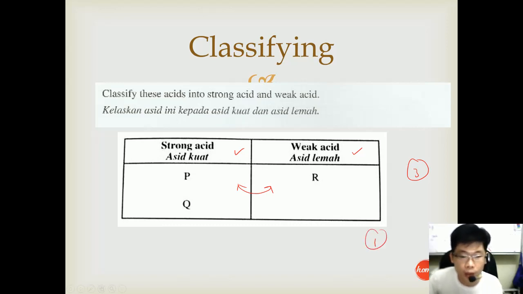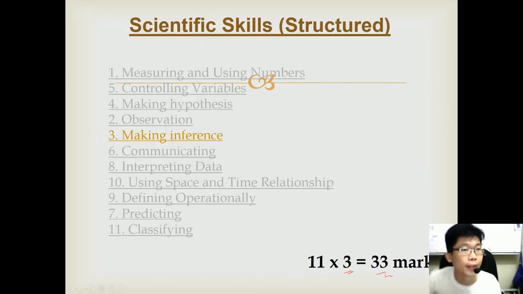So that is all about the 11 scientific skills that students must be able to master so that they can get as high as possible in the first part of paper 3, which is 33 marks. After this I will explain the second part of paper 3, that is the planning of experiment. Okay, thank you.